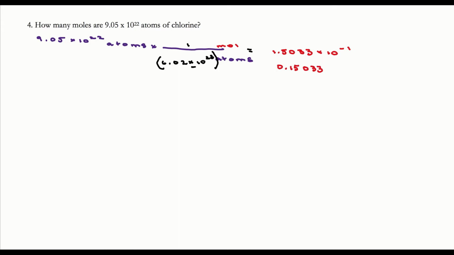As far as significant figures are concerned, I need to have 1, 2, 3 sig figs. 1, 2, 3. So this is going to round. 1, 2, 3. So your answer is either going to be 1.50 times 10 to the negative first moles, or it is going to be 0.150 moles. And that's your answer.